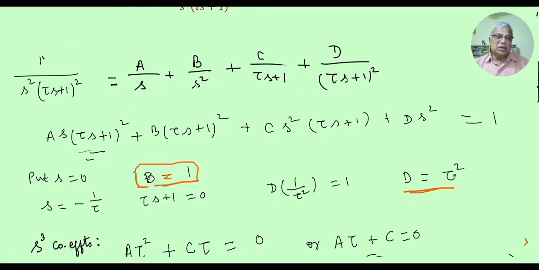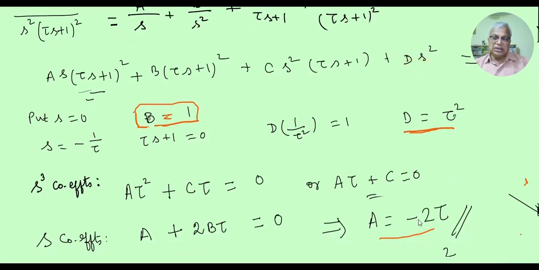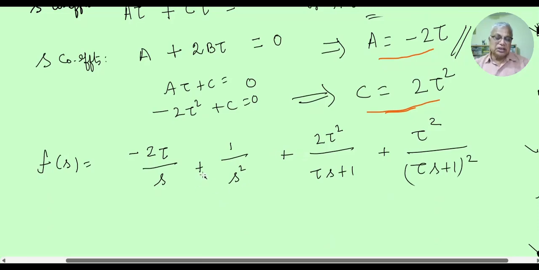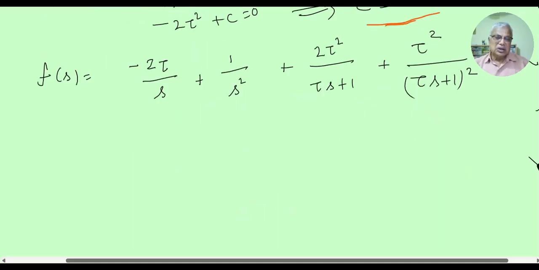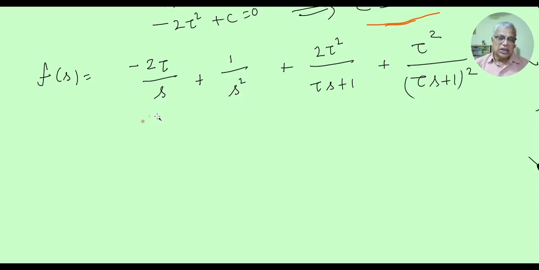So I have substituted the values of A, B, C and D in this equation. This is B, this is D, and A is here, C is here. Okay. So when I substitute, I get this equation. So this is A by S, B by S square, and C by tau S plus 1, and D by tau S plus 1 whole square.